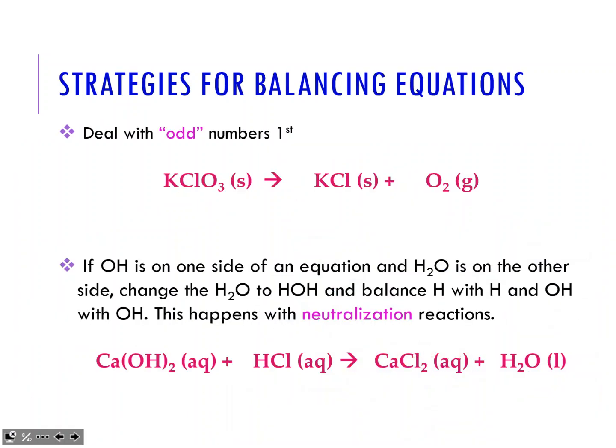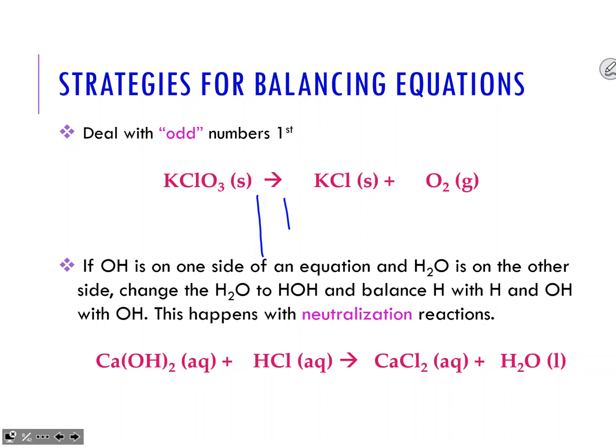All right, so let's talk about balancing strategies. Maybe you're not rusty on balancing, but first strategy, you have a reaction like this. The potassium chlorate solid is decomposing into potassium chloride solid and oxygen gas. This one particularly has an odd number in it, okay? So odd numbers are more of an issue to balance. You need to get rid of them.